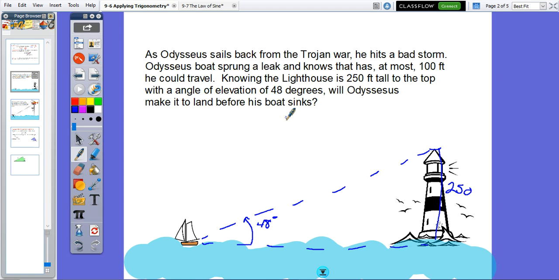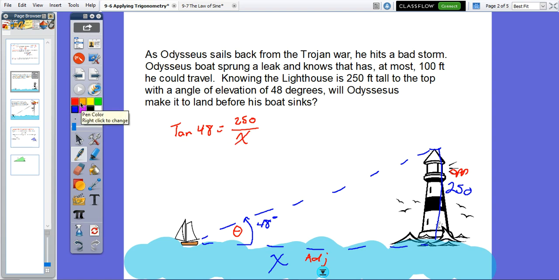But to figure that out, what information do we need to know in this little triangle? Well, we need to know how far he is from the lighthouse. So based off this, this would be our theta here. This is our opposite. This is our adjacent. Which trig function should we use, class? Yeah, it should be tangent. So we'll do tangent of 48 equals opposite 250 divided by adjacent x.